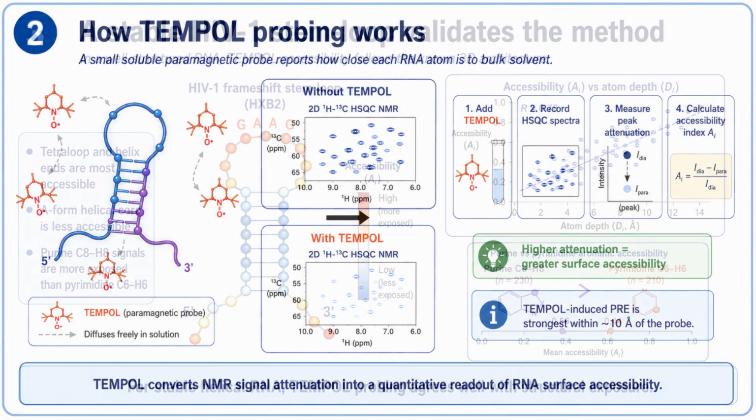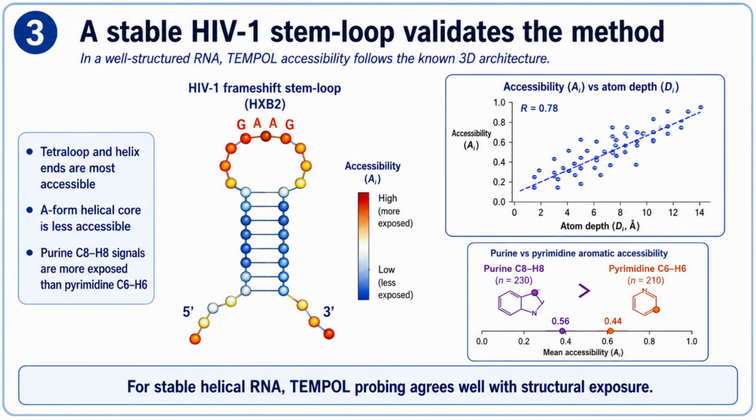The first test was the stable HIV-1 frameshift stem loop. Because this RNA is well structured, TEMPOL accessibility should mostly follow the known structure. That is what happens. The tetraloop and helix ends are more accessible, while the A-form helical core is more protected. The method is even sensitive enough to detect subtle differences between purine and pyrimidine aromatic positions.